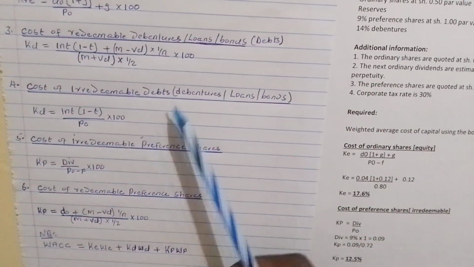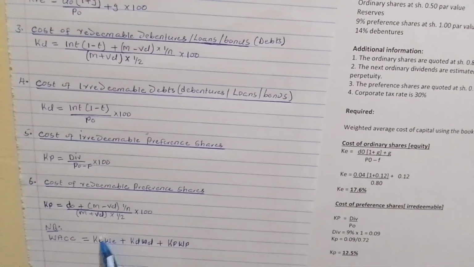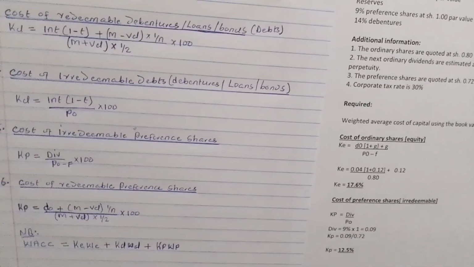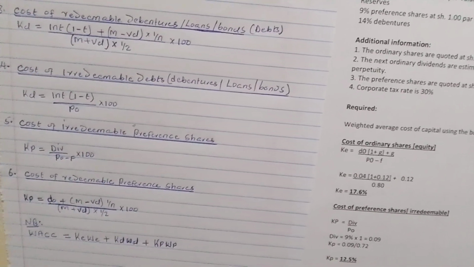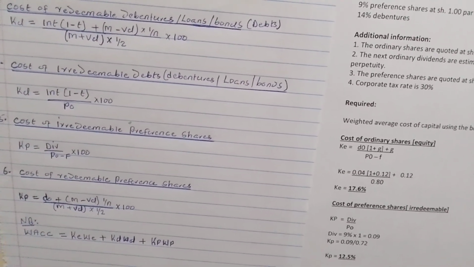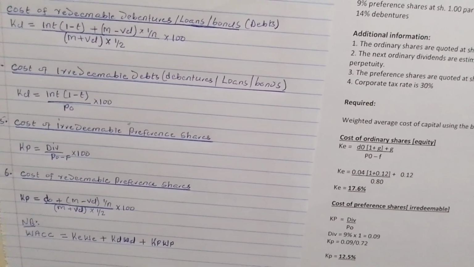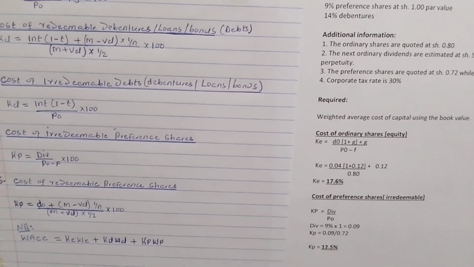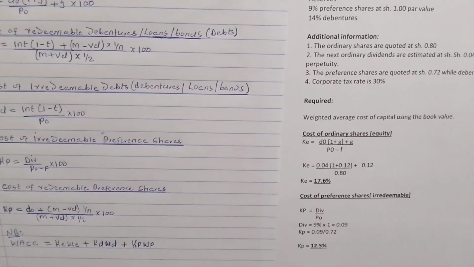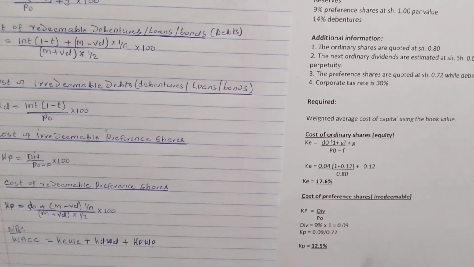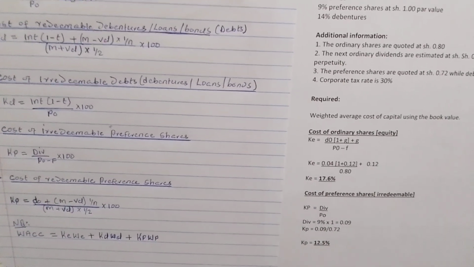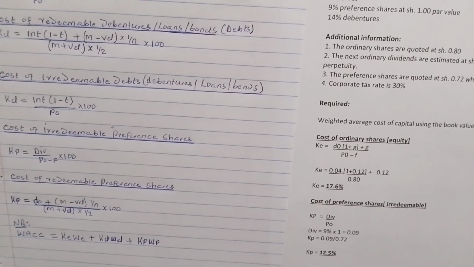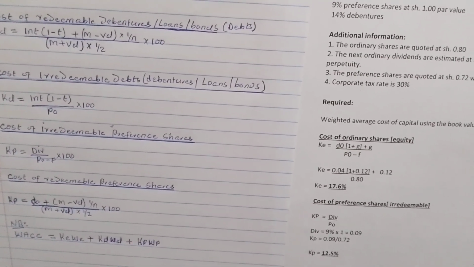Once you have calculated all these costs, you can see our formula that we use to calculate WACC, weighted average cost of capital. We've said that weighted average cost of capital means the cost of existing capital, not the cost of raising additional capital. The cost of raising additional capital is known as marginal cost of capital, MCC.